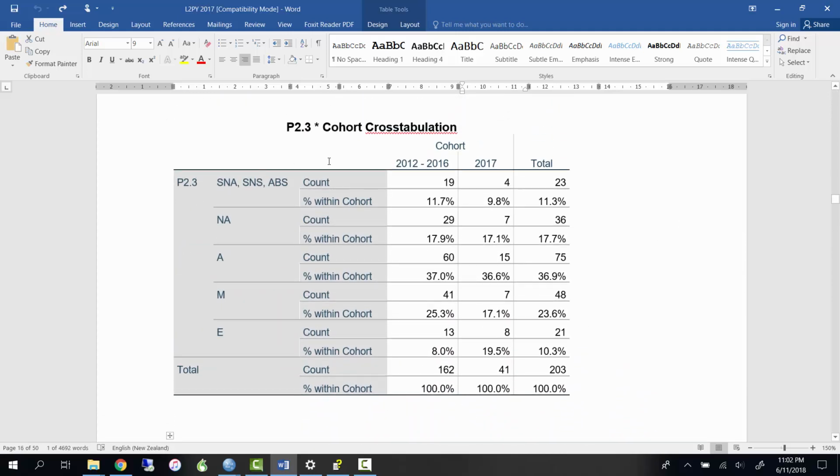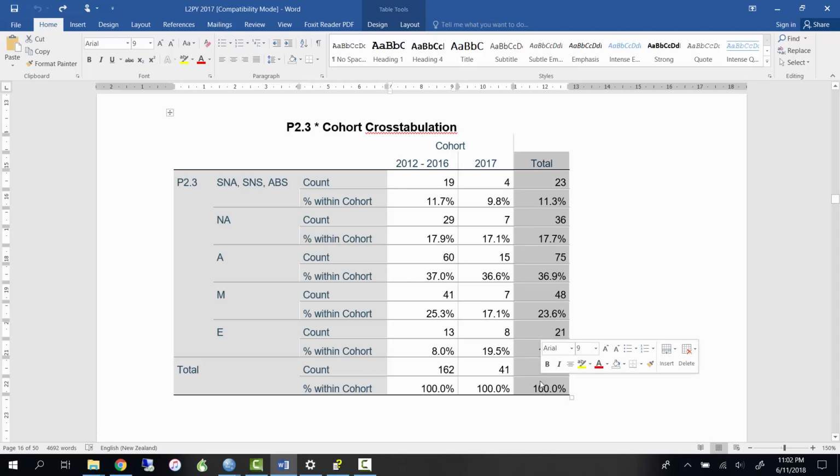So here we have the table with the actual data in. So it's the graph in table form. So we've got our grades down here, and we've got our years across here. But we've got something extra. We've got a total. So this column here gives the total number of students and their percentages who achieved each of those grades. Okay, so this is important. What we've got here is what's happened from 2012 all the way up to including 2017.